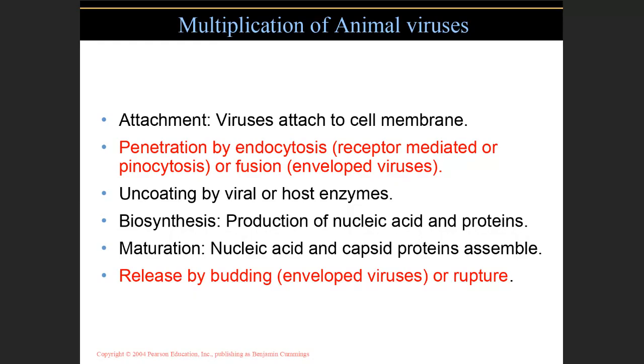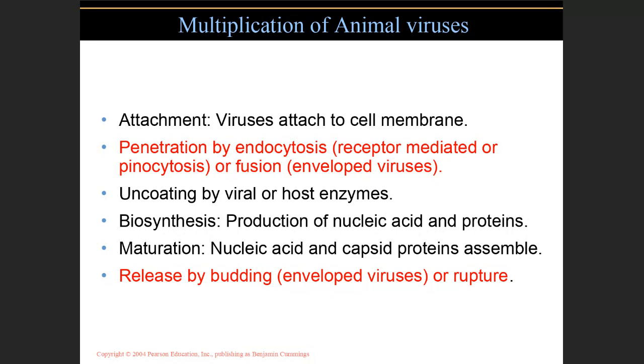Now, at the release step, here we see another difference. There are some animal viruses, those that are not surrounded by a membrane, that will lyse the host cells. So they'll destroy the host cells so they can be released. And so that's similar to bacteriophages. But the animal viruses that are surrounded by a membrane, here's where they acquire that membrane. They steal it from the host cell by budding. So the virus moves to the host cell membrane, and the membrane pinches off around the virus, and the virus buds, stealing host membrane.